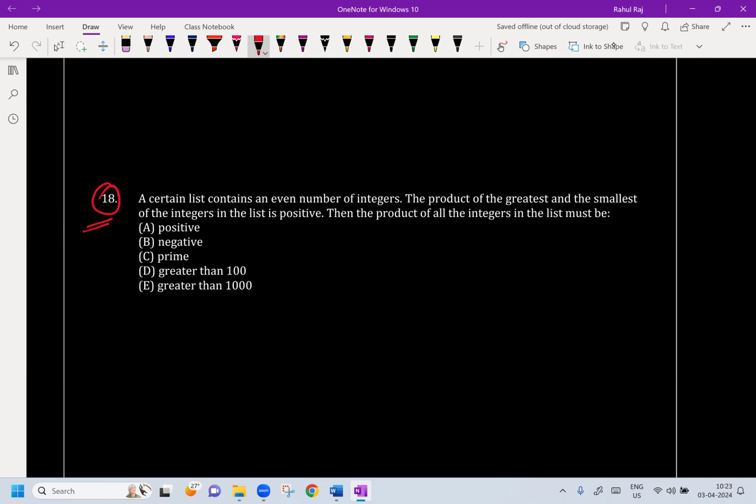Then the product of all the integers in the list must be... Okay, a certain list contains an even number of integers. Take 6 integers. Don't make things complicated. You take four now. Take 4. Don't take six. Okay, take 4. It contains an even number.